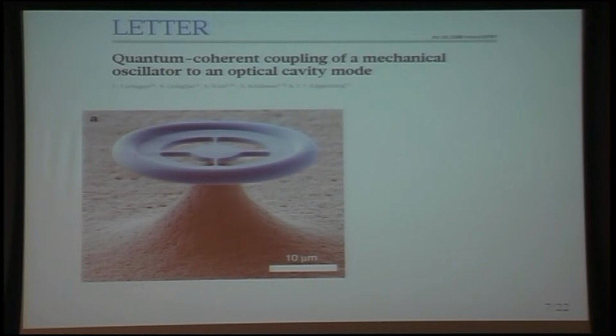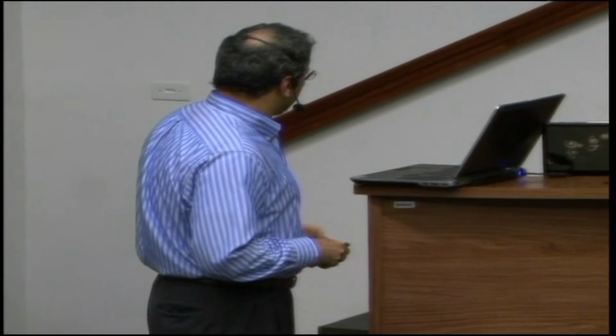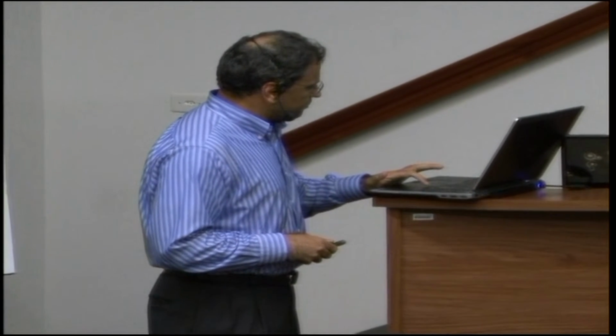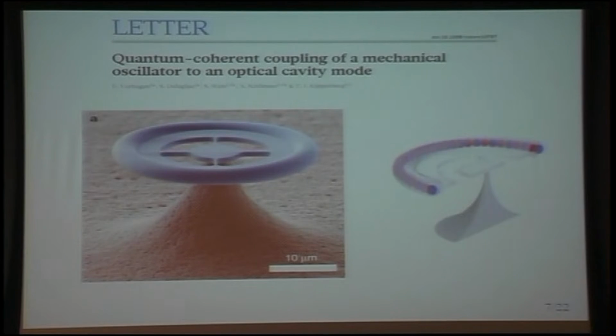When light is coupled into this ring, radiation pressure makes it expand, and that property is used to cool down one of the modes of mechanical vibration. The radial breathing mode can be cooled down, and this system, in fact, has been cooled down to very close to the ground state of the quantum mechanical vibrations. So here you see the light that is coupled into the ring shown schematically.